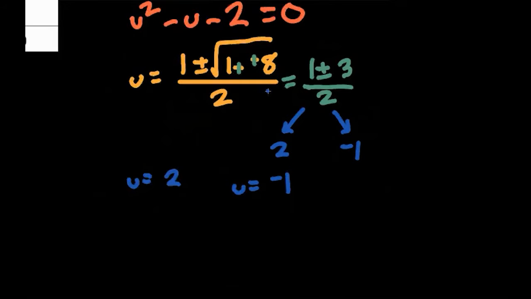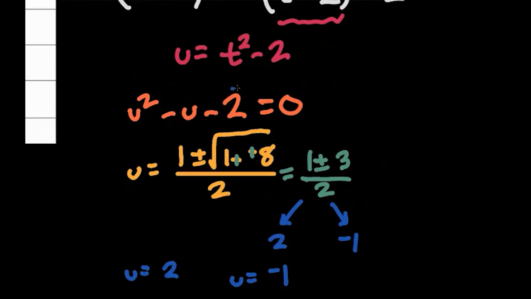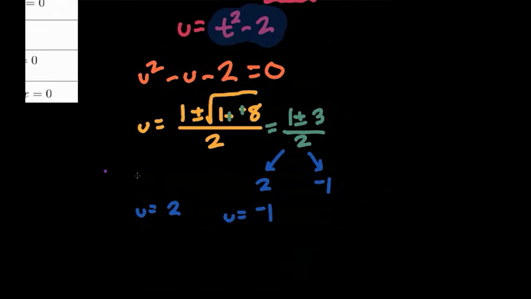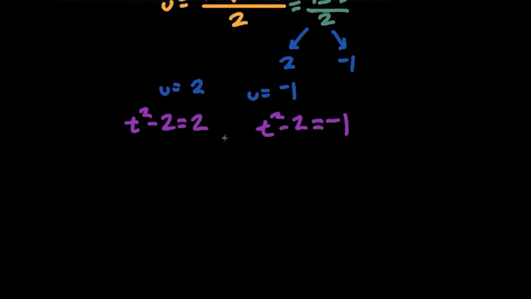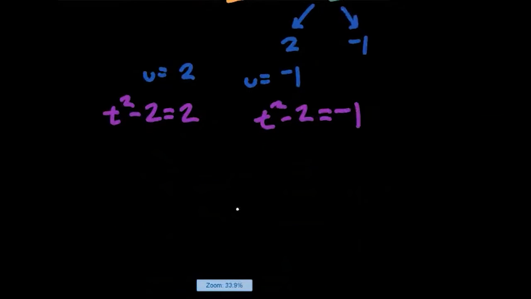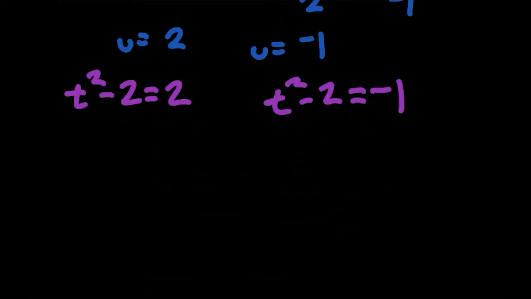Well, u, if you remember, is equal to t squared minus 2. What I'm going to do is replace that u with t squared minus 2 is equal to 2, and t squared minus 2 is equal to negative 1. Okay, so both of the u's were replaced with t squared minus 2. That way we can solve for t. It's the whole goal of this problem.